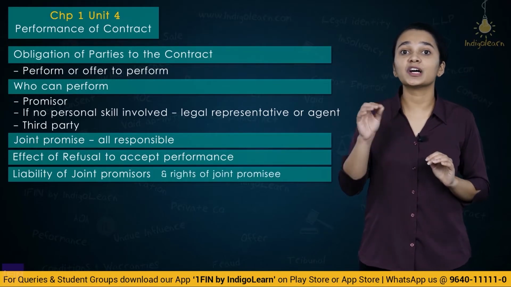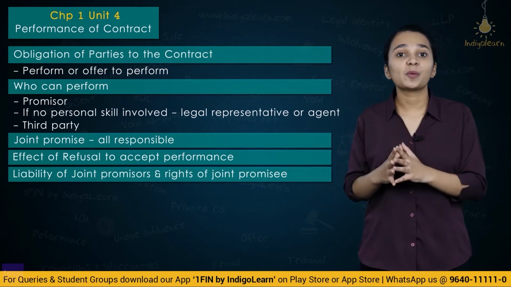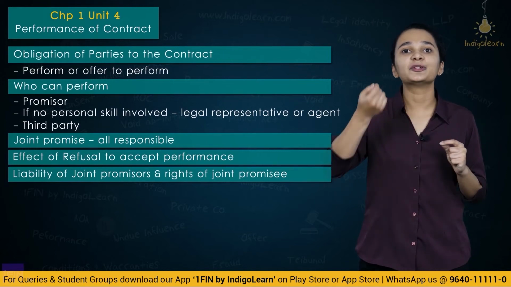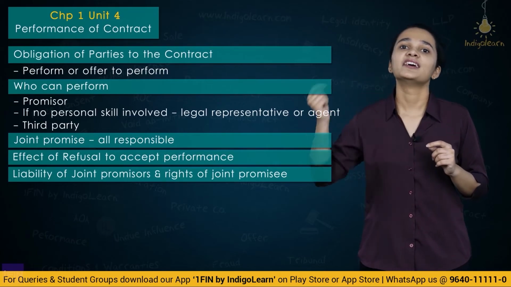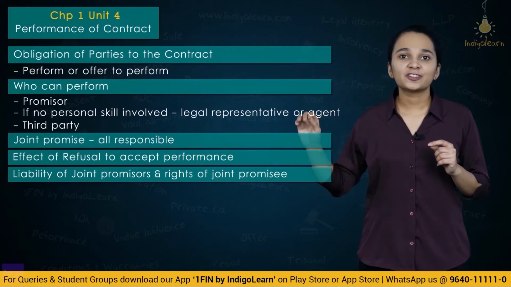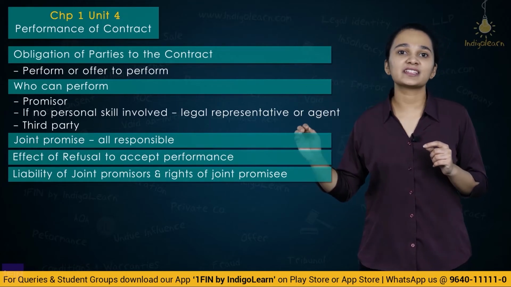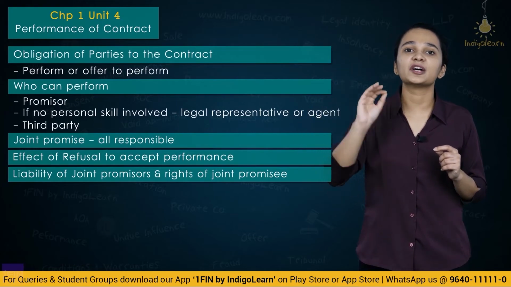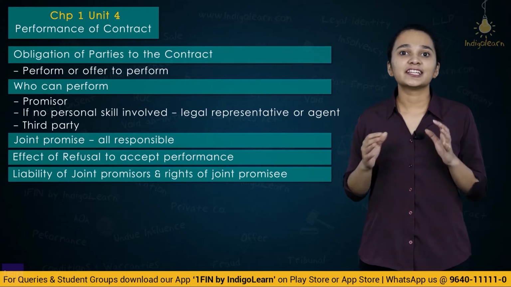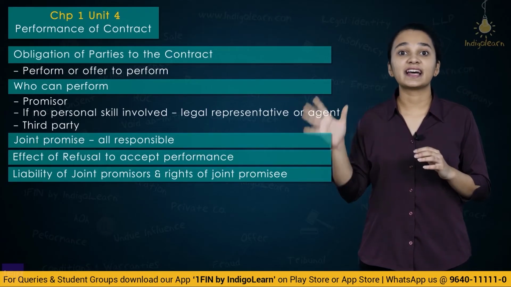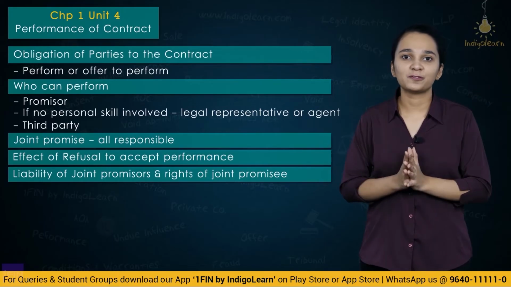Then we have understood who are joint promisees. The joint promisees are entitled to receive performance. They are entitled to claim the performance. And in case of death of a joint promisee, his legal representatives can demand the performance of the promise from the promisor. After this, we have discussed what shall be the time and place of performance.